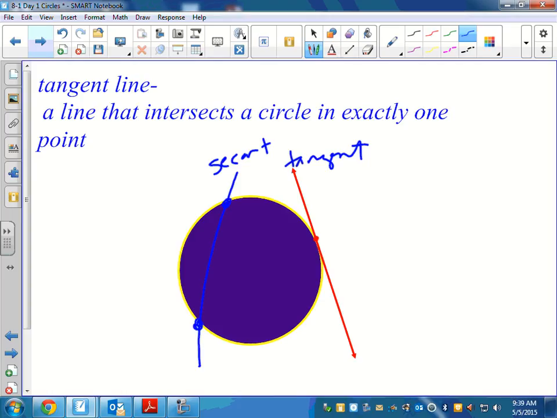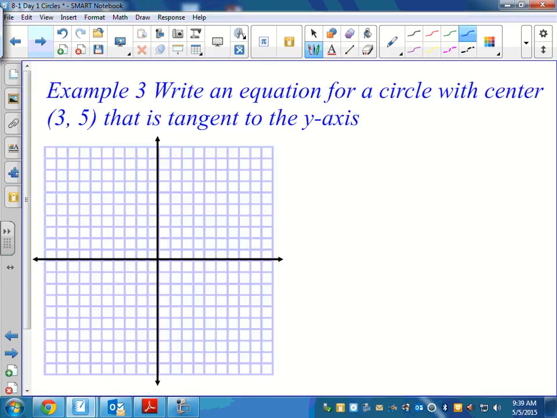Okay, let's do a problem. You know that definition to do this problem. Write an equation for a circle with the center at 3, 5 that is tangent to the y-axis. I put a graph there for you because I thought it might be helpful. The center is at 3, 5.